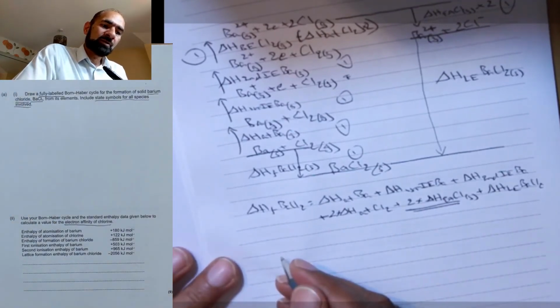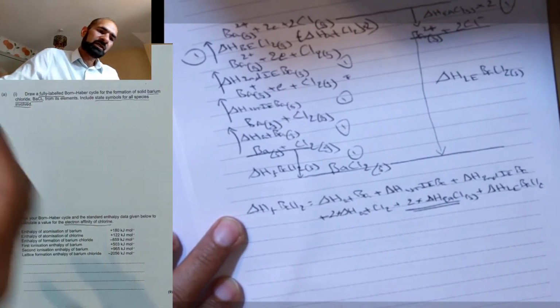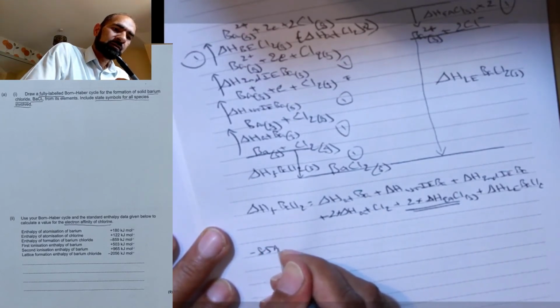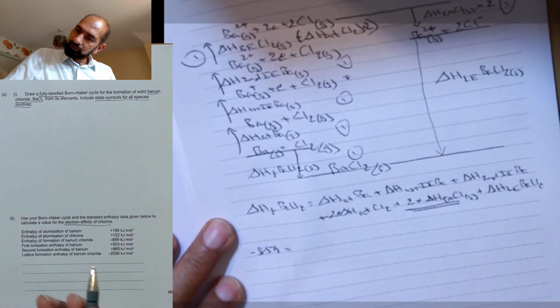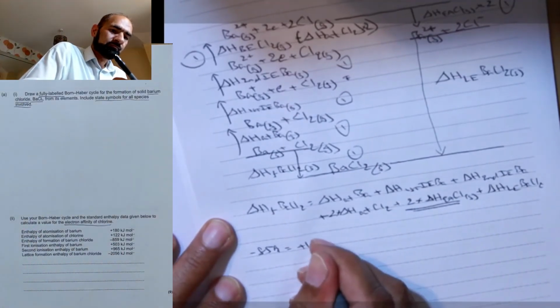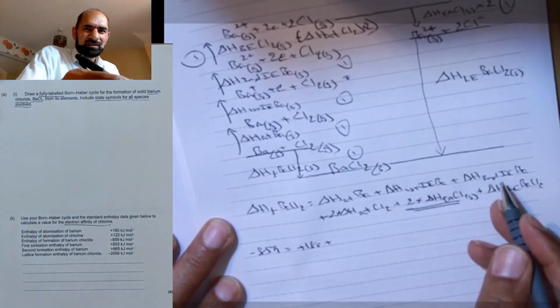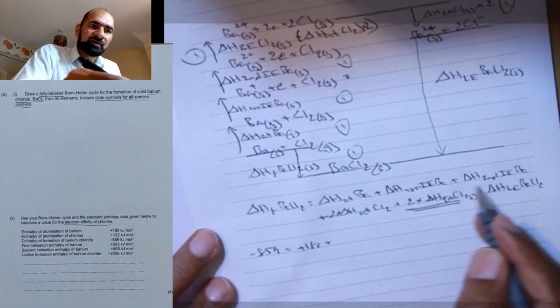So, enthalpy of formation of barium chloride. Have they given it? Yes, they've given it to me: minus 859. Minus 859 equals atomization of barium, plus 182. Just follow the formula, don't try and just copy across, because you don't know whether you've missed something or not. So I'm going to literally follow my formula.